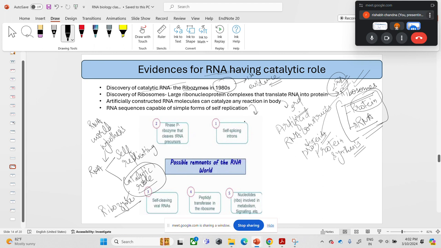This example is being taken from the transposomes. Okay, so these are basically the evidences that suggest that RNA can have a catalytic role also instead of proteins. So we consider proteins only as the enzymes performing the catalytic role, but here it also provides the evidence that RNA can also have some of the catalytic roles. Okay, so any doubt till now?